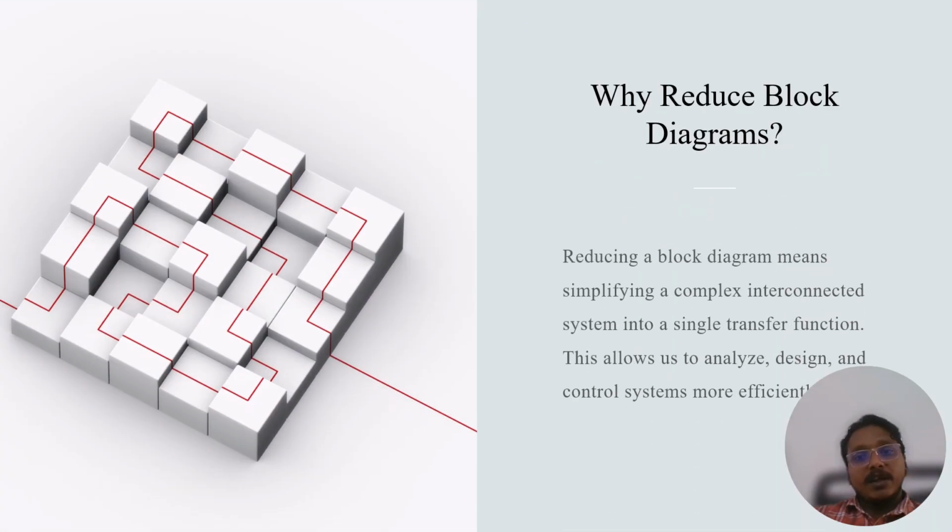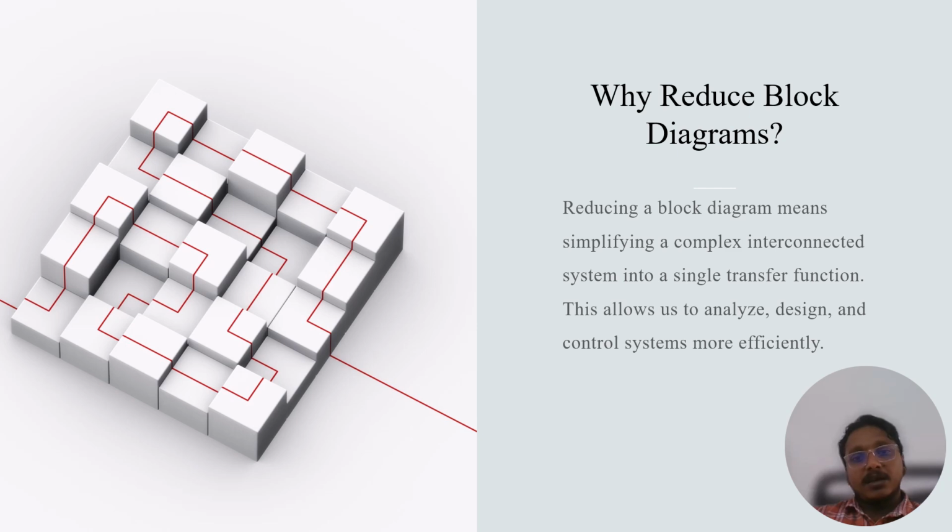The reason to reduce a block diagram is to simplify a complex interconnected system into a single transfer function, and also it will be able to analyze the system, how it needs to be effectively controlled, how it needs to be efficiently done, and analyze the blocks in every system easily.